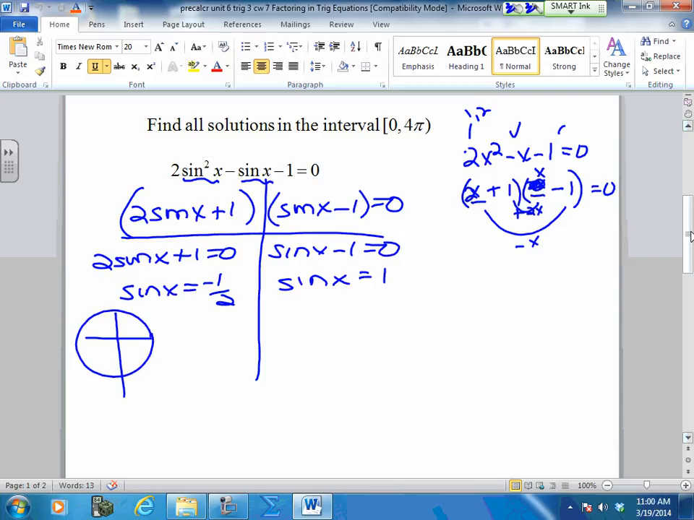Sine is my y. Where is y negative? What quadrants? 3 and 4. So I've got 2 triangles. This is y over r. What's my reference angle? 30. So how many times does 30 go into 180? 6. So my reference angle is pi over 6. So 6 pi over 6, 12 pi over 6. So what's this angle over here? And what's this angle over here?